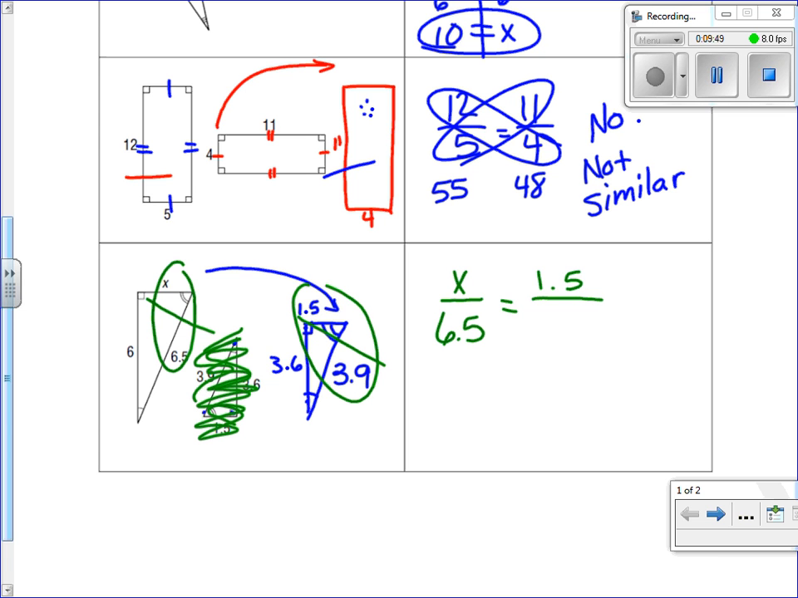Now I'm going to cross multiply and solve. And this is where you will need a calculator to use. So 1.5 times 6.5 equals, and I got 9.75. I hope you got the same thing. If not, just let me know in class. And 3.9 times x is 3.9x.